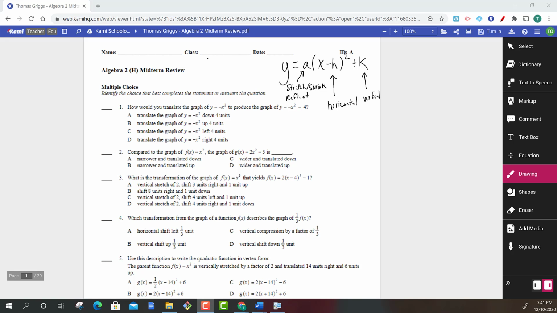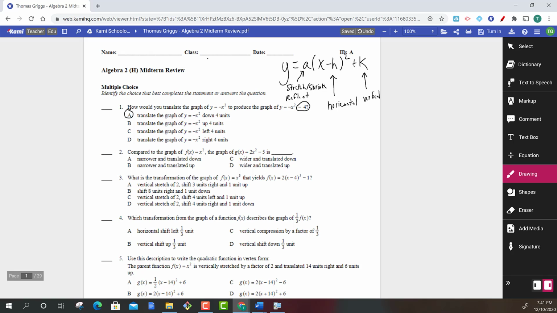So number one says, how would you translate the graph of y equals negative x squared to the graph of y equals negative x squared minus 4? So the only difference in these two graphs is the minus 4 on the end. There's more extensive notes on this up on the board, but the minus 4 you can see is in the K slot of this format, so it's going to be a vertical shift, and you should know that just a minus 4 on the outside is going to be a shift down 4 units.